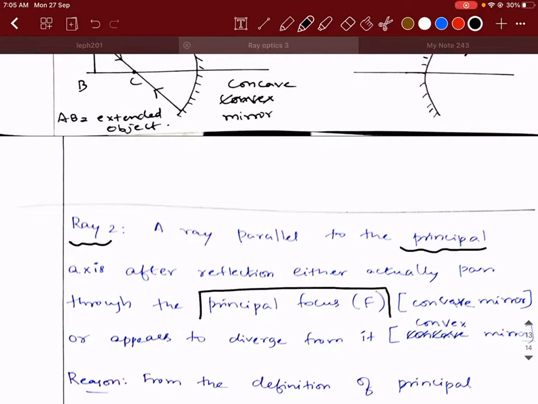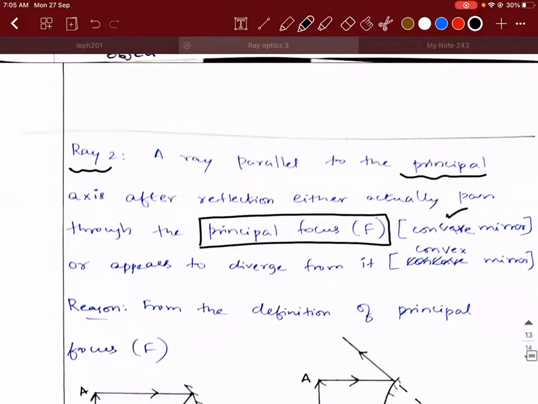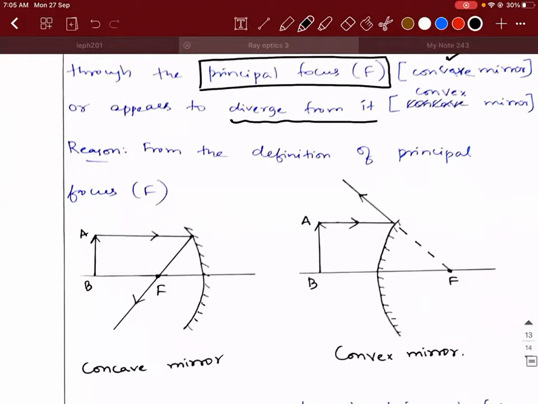Focus. It's called the principal focus. This is also known, with respect to a concave mirror, as a real focus. With respect to a convex mirror, it will appear as if it is diverging from that point, so you will have a virtual focus. So it is something like this.